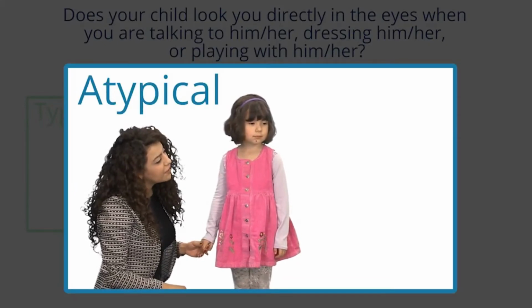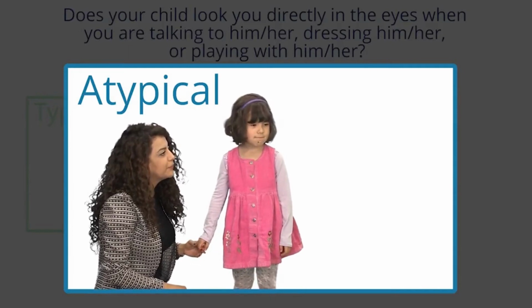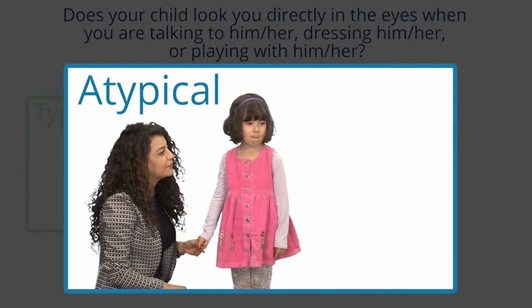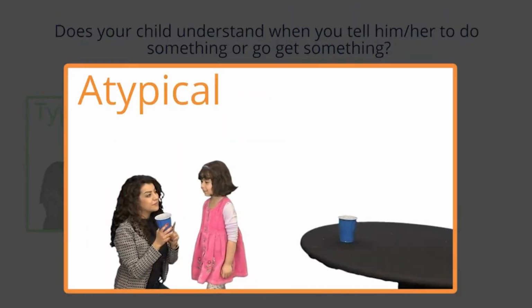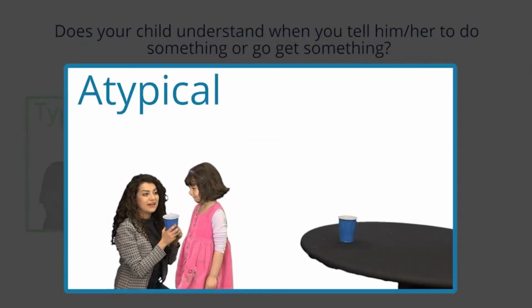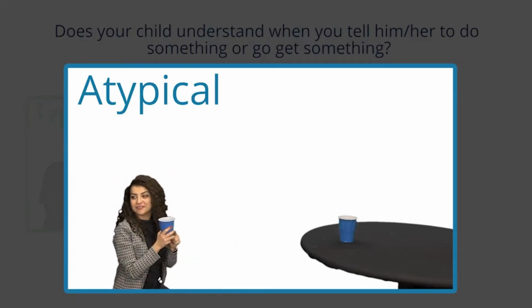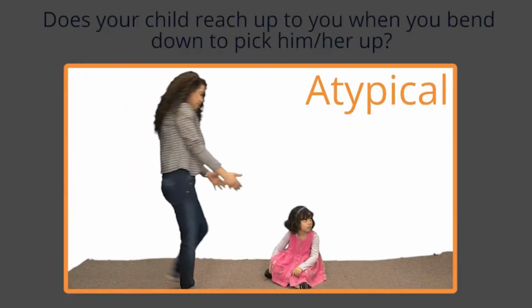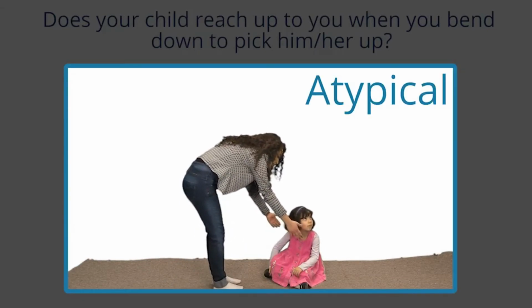In fact, they may even avoid looking in the direction of a person talking to them altogether, preferring to look at the ground or turn away. This is especially evident with people outside the family. A warning sign may be if a child is having difficulty following simple directions, often appearing as if they didn't hear or understand you. Warning sign can be if a child does not raise their arms to be picked up. They may even seem unaware of your intention to pick them up.